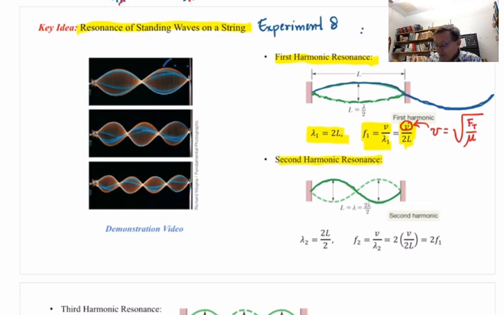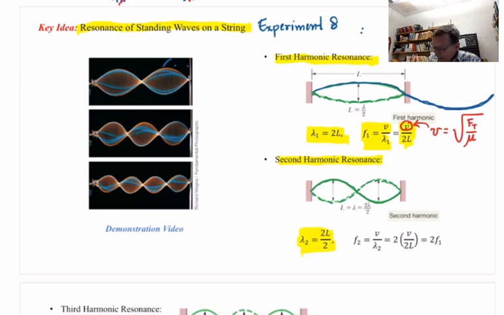So there it is at one snapshot in time. I just drew it in green. Half a period later, I'll draw with a dashed green curve. It'll be just the reverse, like that. And that's the second harmonic. So the wavelength for that, lambda 2, notice how I'm going to write it: 2L over 2, because that's true, L.